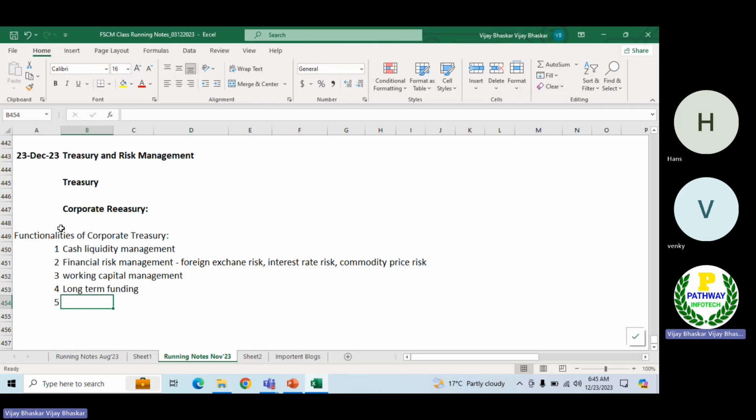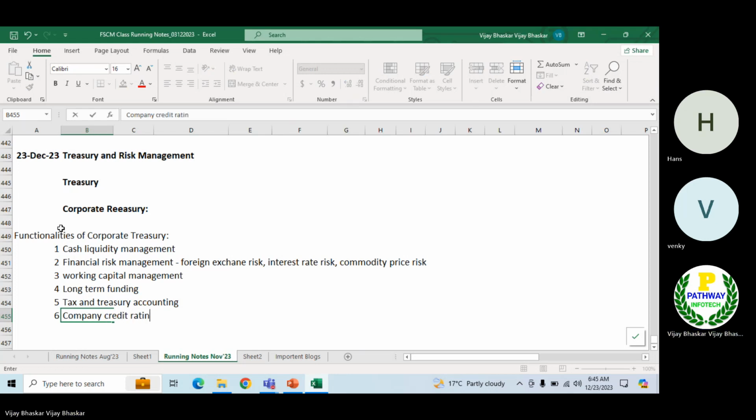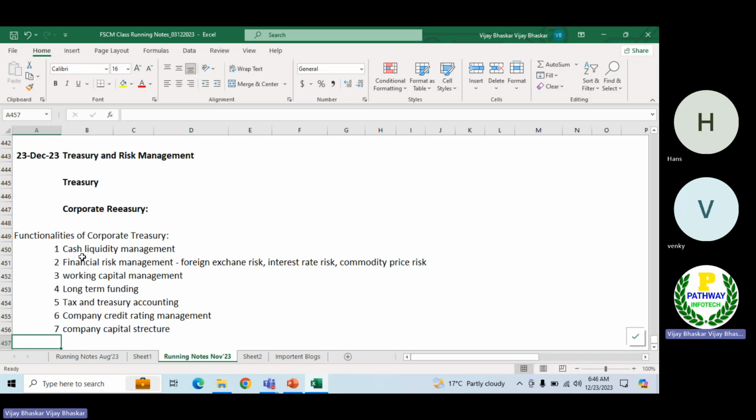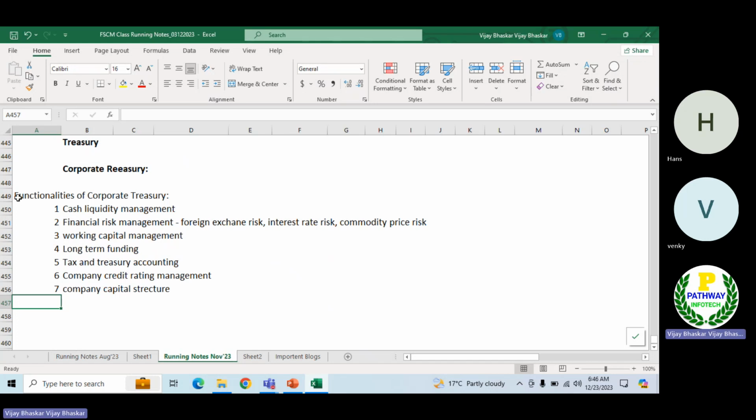Then the next one, tax and treasury accounting. Then credit rating management. Then the last one is company capital structure. Now, in general, not only the treasury, the corporate treasury performs these activities. So let's talk about them one by one. Cash and liquidity management.